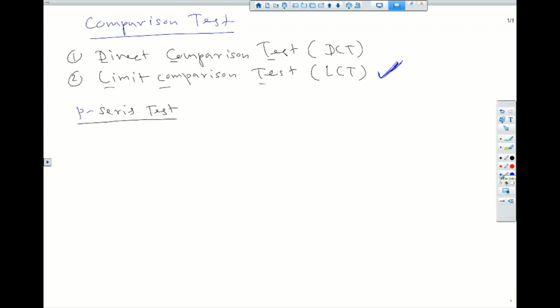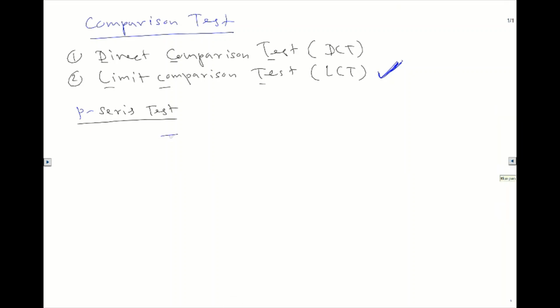It says that the series sigma n going from, you can start at any number, but I just put 1 here, 1 over n to the p, has two results. It's going to converge if p is greater than 1. It's going to diverge if p is less than or equal to 1. So this is what we call the P-series test. This is a very powerful result, and we can use it a lot in this section.